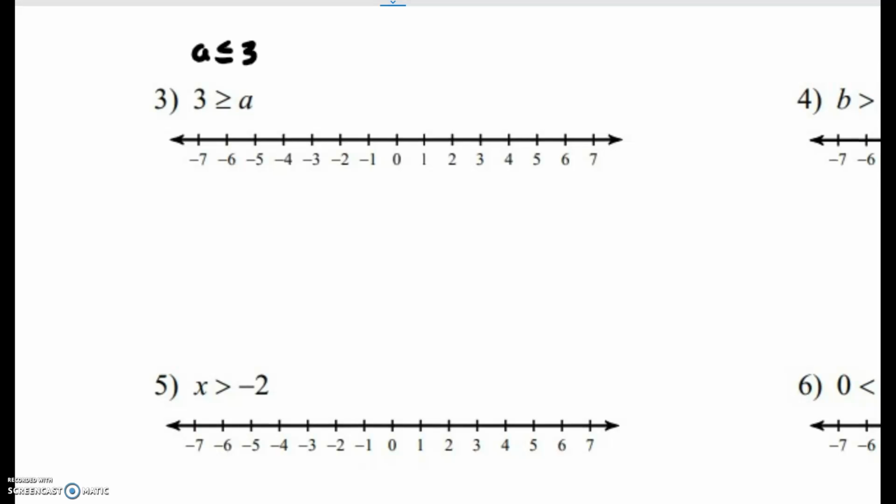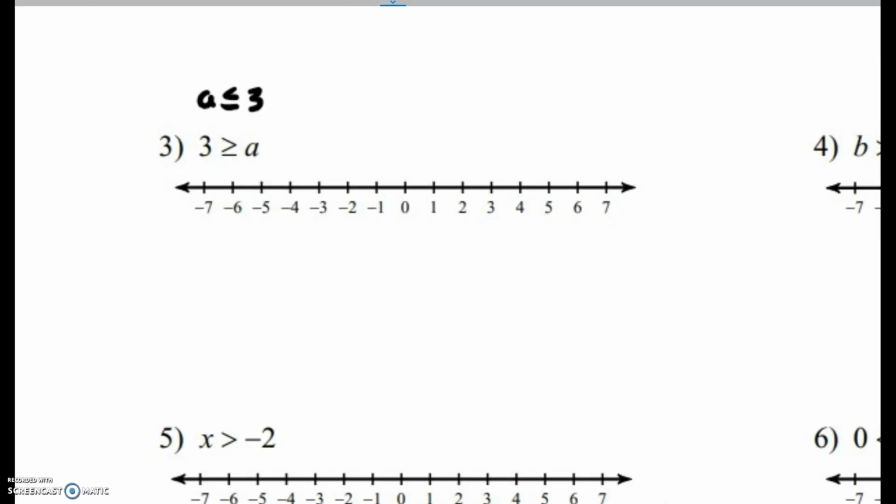So notice that I switched the order, and then I also flipped the inequality. And to make sure that everything's matching up, see how 3 is on the greater than side, the open side? 3 was also at the greater than side at the original inequality before I moved anything around. So that's just one check on if you're flipping everything correctly. Okay? So A is less than or equal to 3 is a lot easier to graph than thinking about 3 is greater than or equal to A. I like to put the variable on the left-hand side if I can.